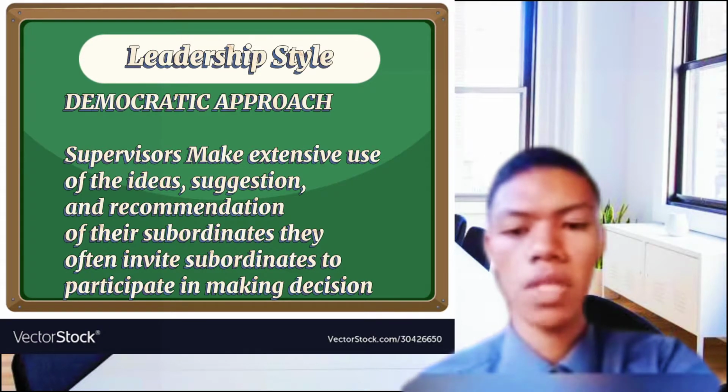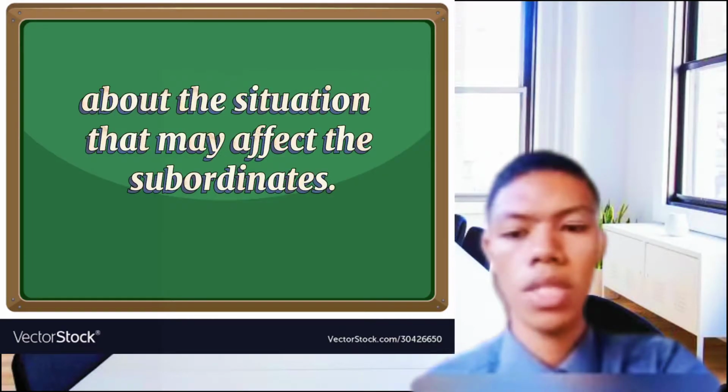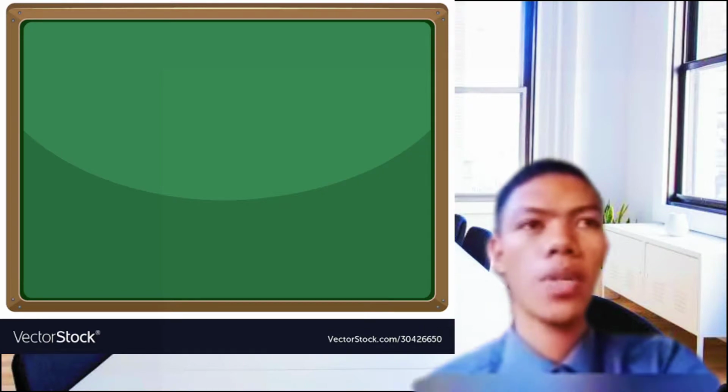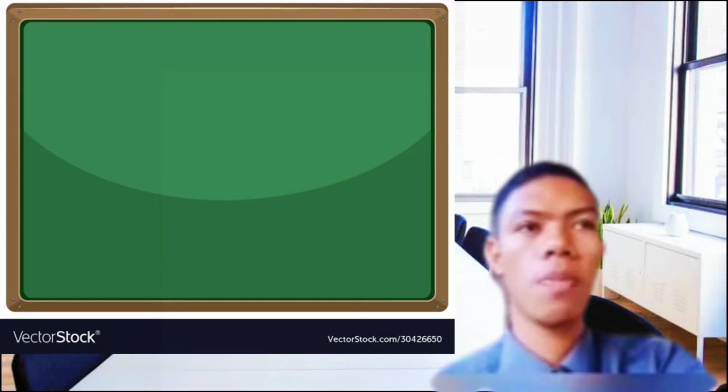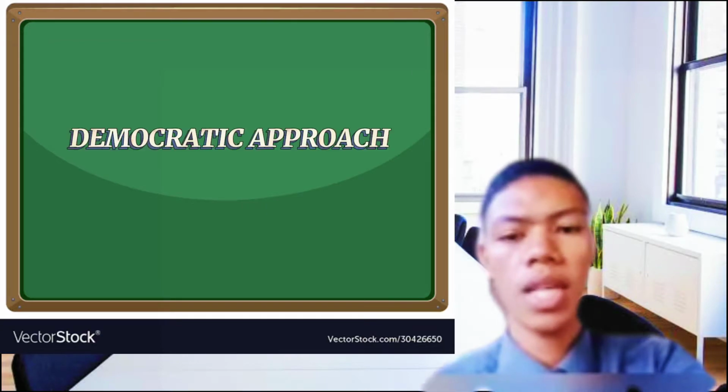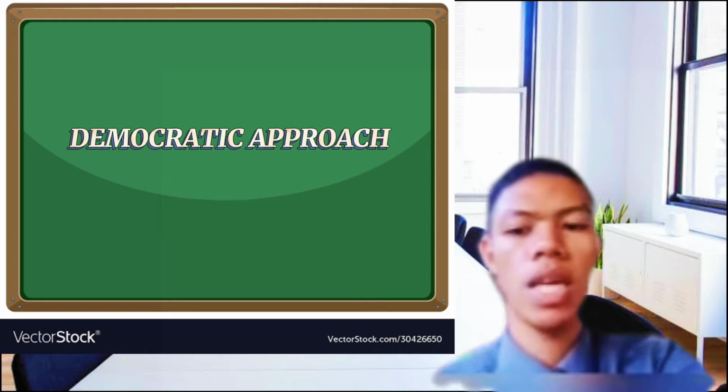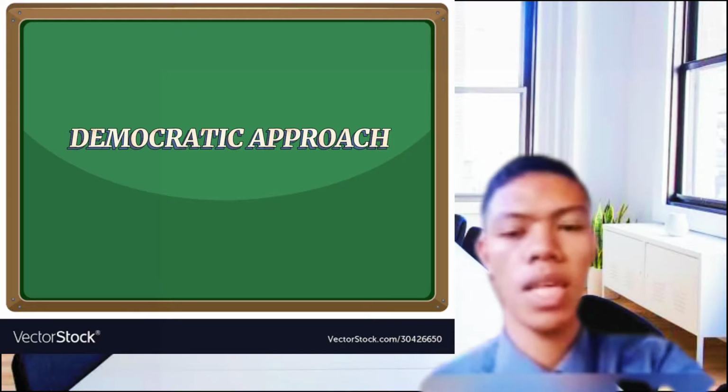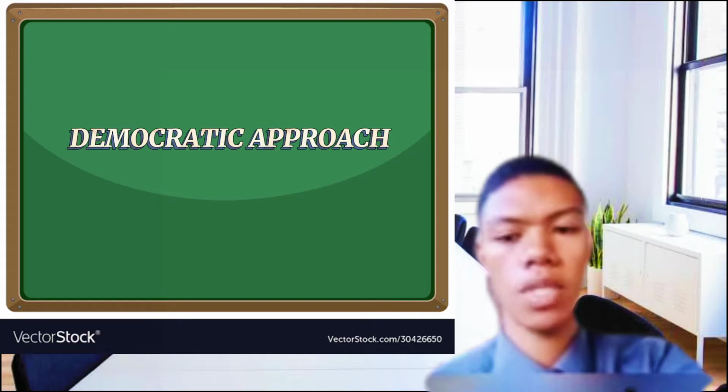They often invite subordinates to participate in making decisions about the situation that may affect the subordinates. So in autocratic approach, a supervisor can make decisions without seeking the ideas of subordinates, while in democratic approach, they often invite the subordinates to participate, especially in making decisions that will affect them or the subordinates.